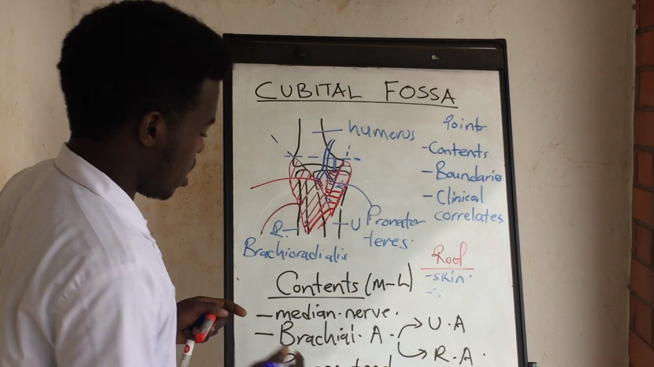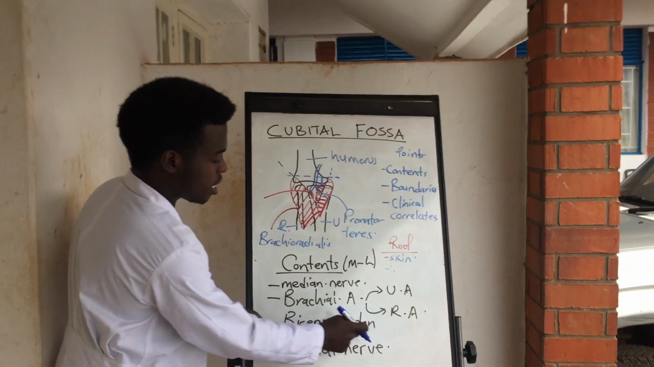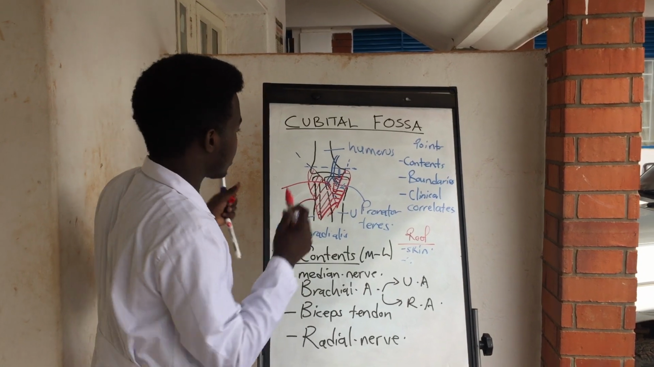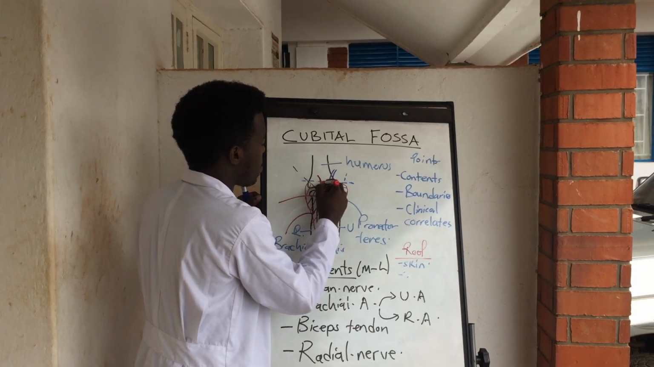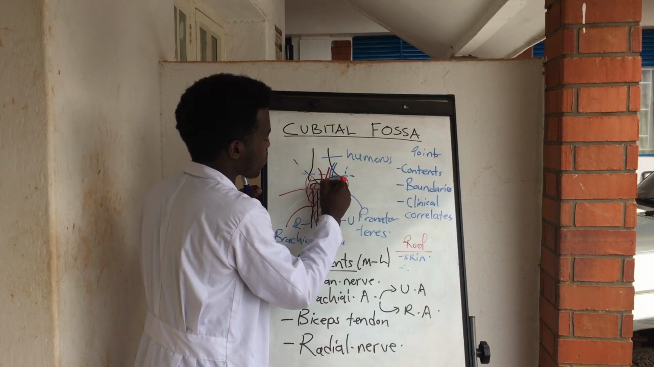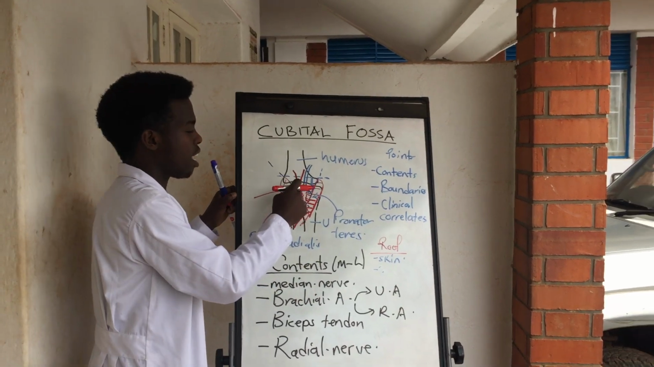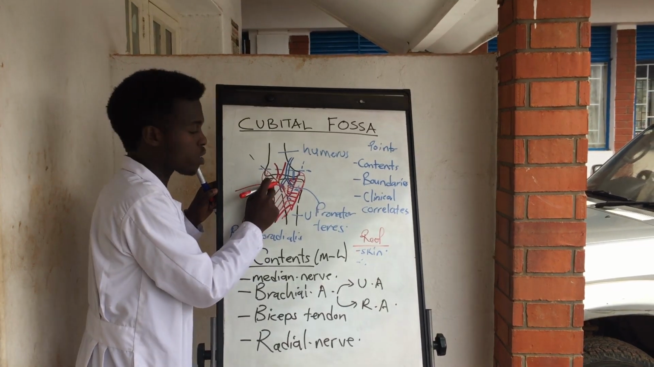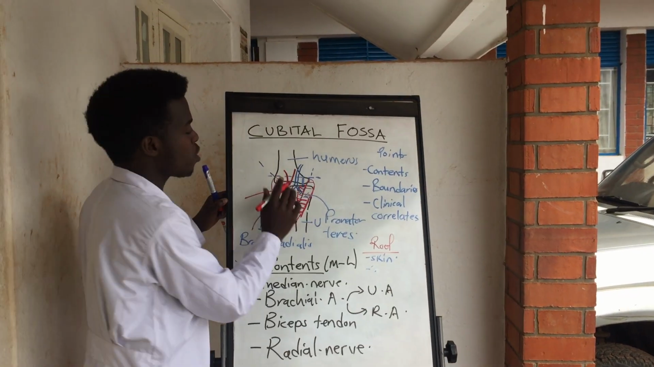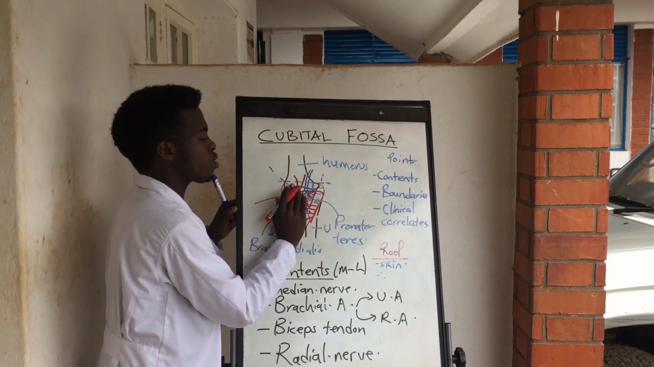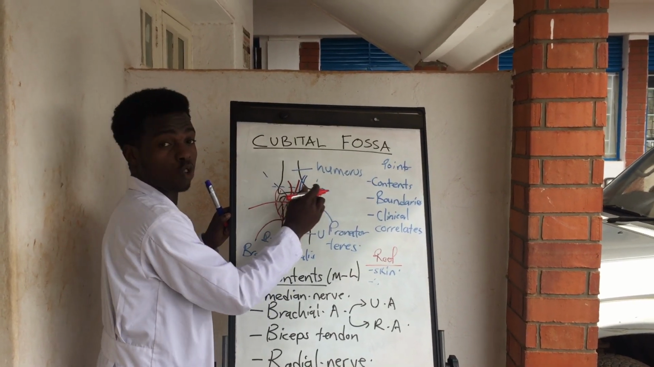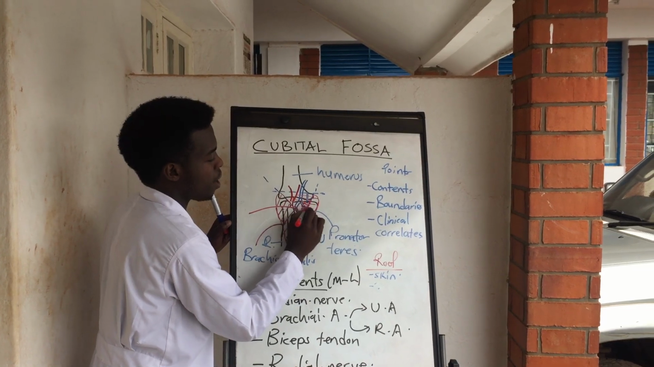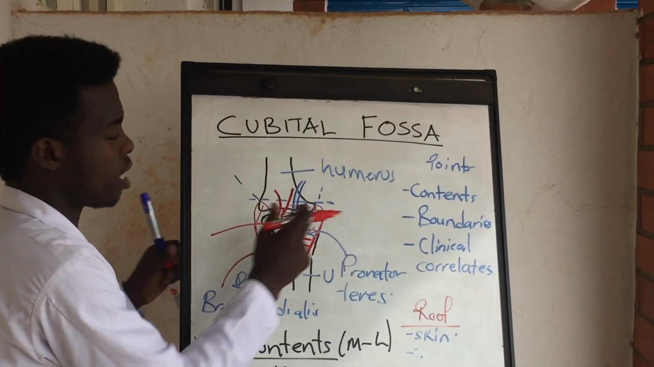Now after that, next you have the tendon of the biceps. Assuming this is our biceps muscle, it's going to come. Remember, the biceps attaches at the radial tuberosity, so it's going to come this side and attach on the radial tuberosity together with the bicipital aponeurosis. Now that bicipital aponeurosis is going to cover these important structures.